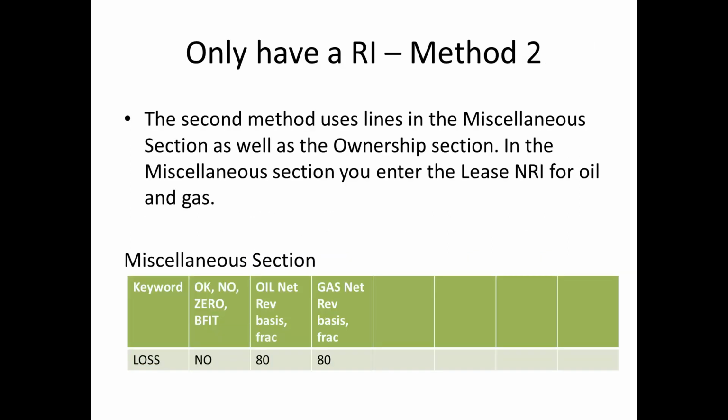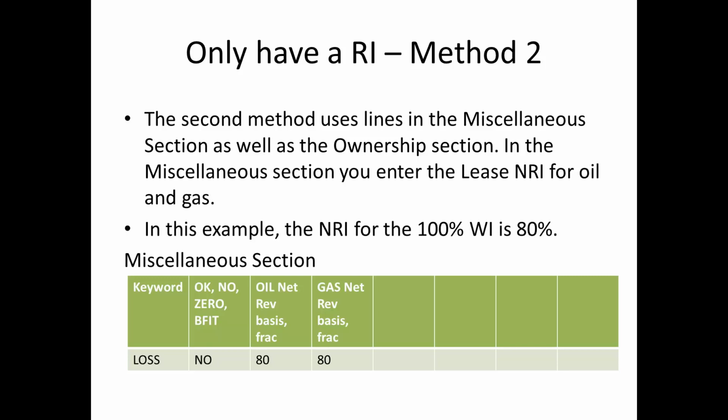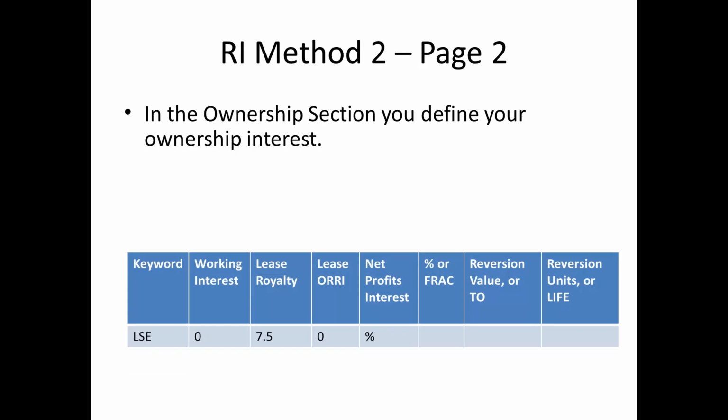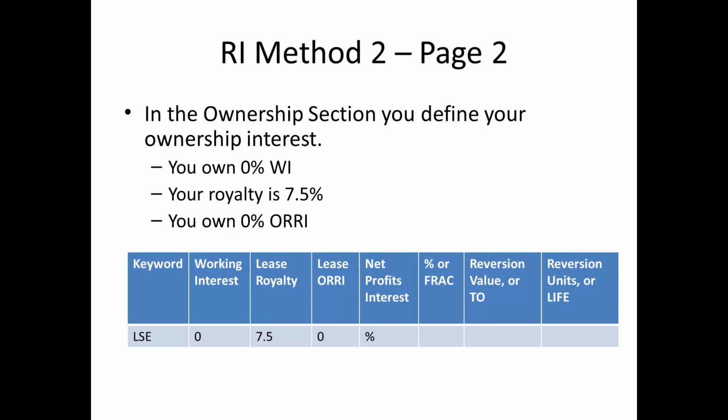Here's another method you can use to schedule a royalty-only interest. For this method, you schedule the lease net revenue interest on the loss no line. In this example, the lease NRI is 80%. You can enter the number as a percent or as a fraction. Then, in the ownership section, you define your royalty interest. Use the LSE keyword for this line. You own a 0% working interest. Your royalty is 7.5%. You do not have an overriding royalty interest.